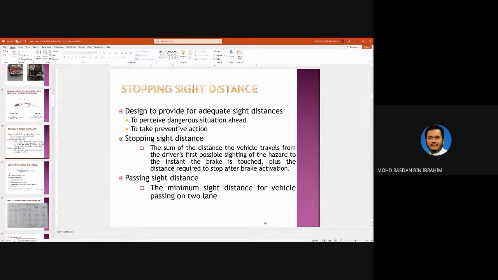2 seconds ke? 2.5 seconds tak ingat. Okay, tak apa, nanti kita tengok lah. Okay, so that is a very long time. The reaction time for a road user. For a younger person, that is not a problem.